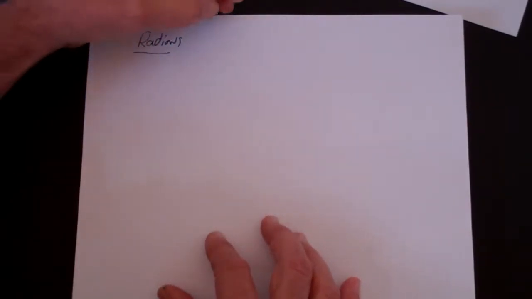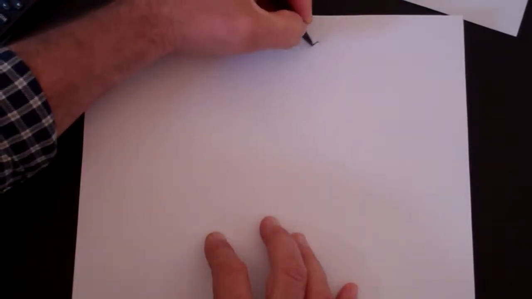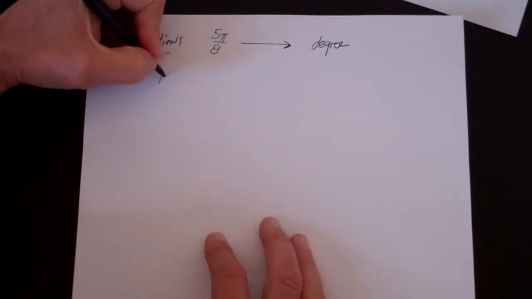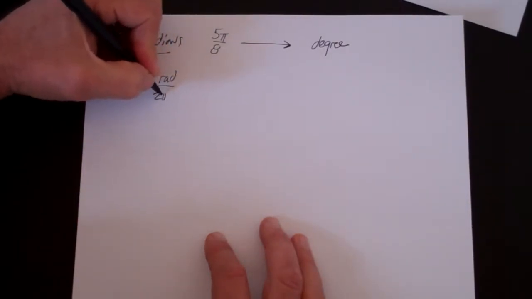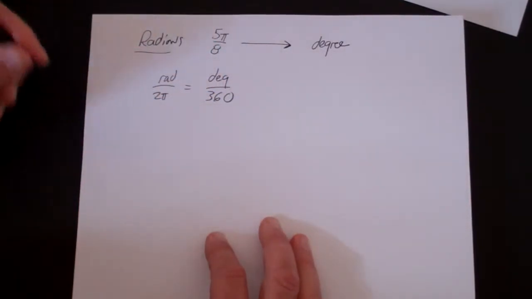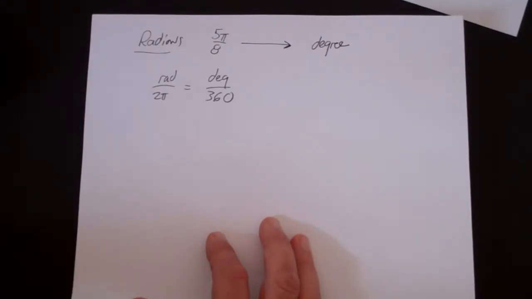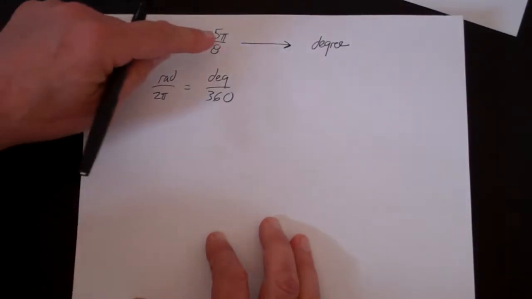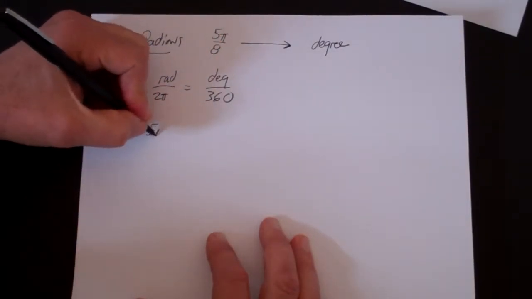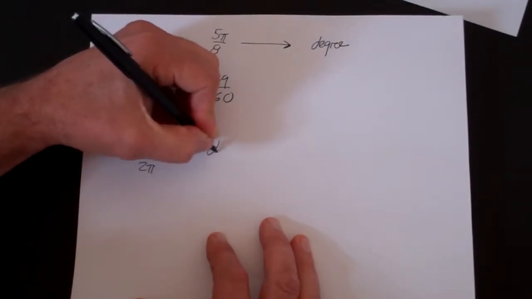Let's say we have radians equal to 5 pi over 8, and we want to convert to degree measure. Well, the formula that I use is radians over 2 pi is equal to degrees over 360. You might be using a slightly different formula. Just make sure you get the same answer. Now you're going to put this in here because this is the radian measure. So you get 5 pi over 8 over 2 pi is equal to degrees over 360.